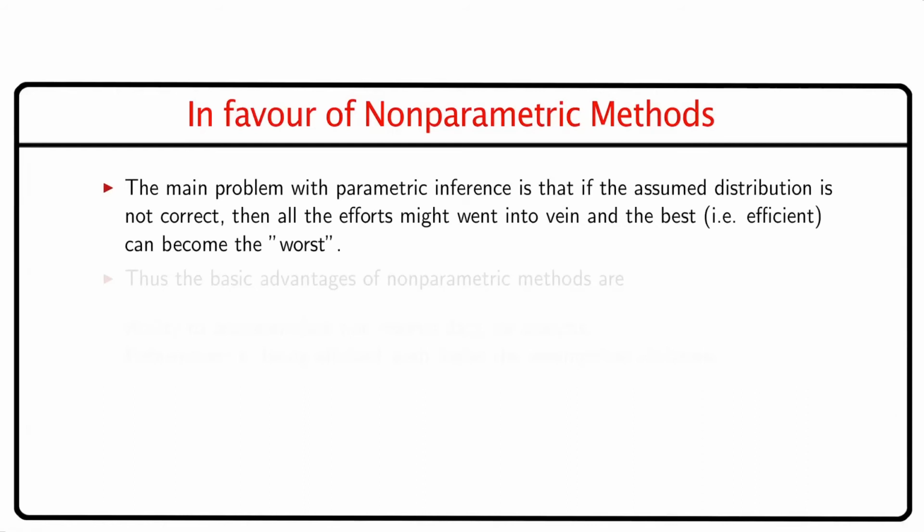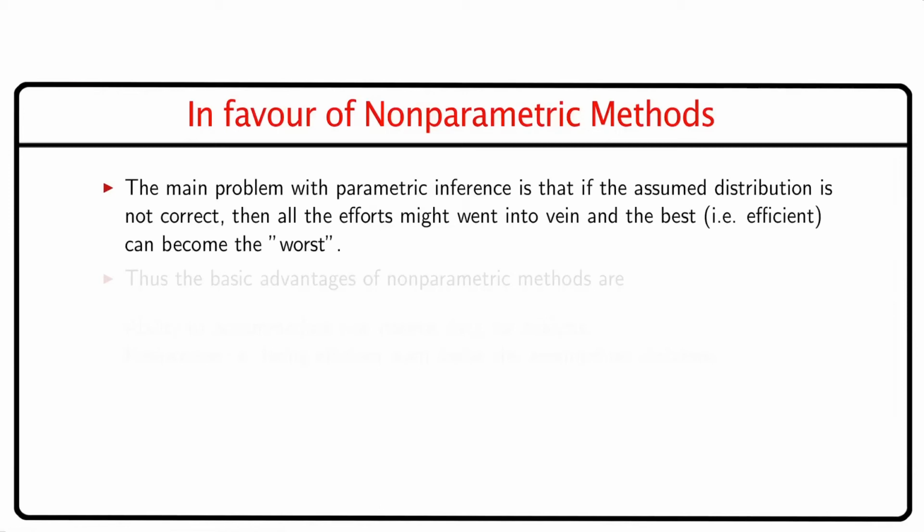The main problem with parametric inference is that if the assumed distribution is not correct, then all the efforts might go in vain, and the best, that is the efficient, can become the worst. For example, in the sales data we have used t-test without knowing its distribution. So we find some p-value and some t-statistic, but the results are not valid as the distribution of the data is far from normal. So if we adopted the non-parametric methods in such cases, then we can accommodate non-normal data for analysis efficiently.